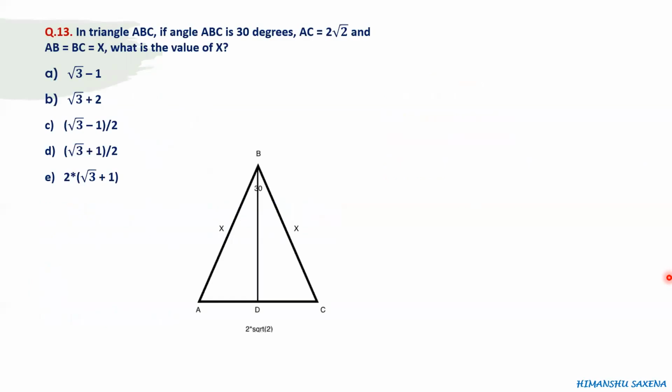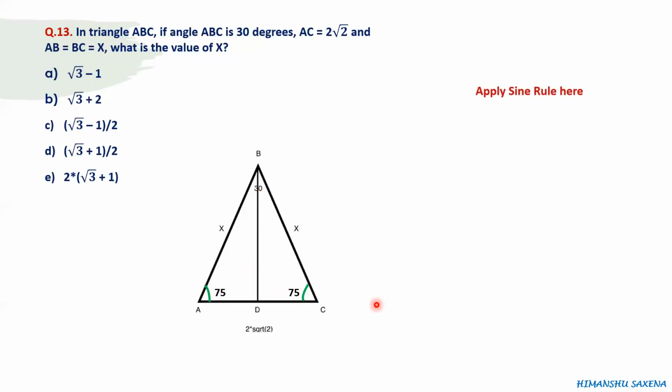Now in this triangle ABC, if angle ABC is 30 degrees, AC is 2 root 2, and AB and BC are X, then what is the value of X? Now this is a simple application of sine rule, right? We studied sine rule in the previous video, so let's apply it here. First of all, let's identify these angles. These two sides are equal, so this is an isosceles triangle. So these two angles would also be equal, right? If this is 30, these two become 75, 75, so that the sum is 180 degrees.